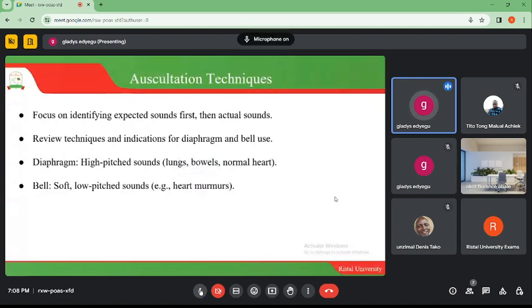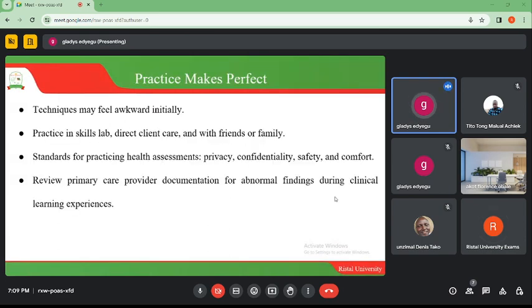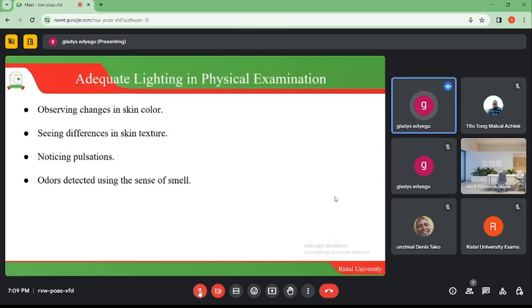So for the case of the diaphragm, high-pitched sounds, you use the diaphragm on the high-pitched sound kind of organs. So that is the lungs, the bowels, and the normal hearts. So when you want to listen to the lungs, when you're doing this, you have to continue practicing. And when you continue practicing, it will make you perfect on how you're going to handle your patients.